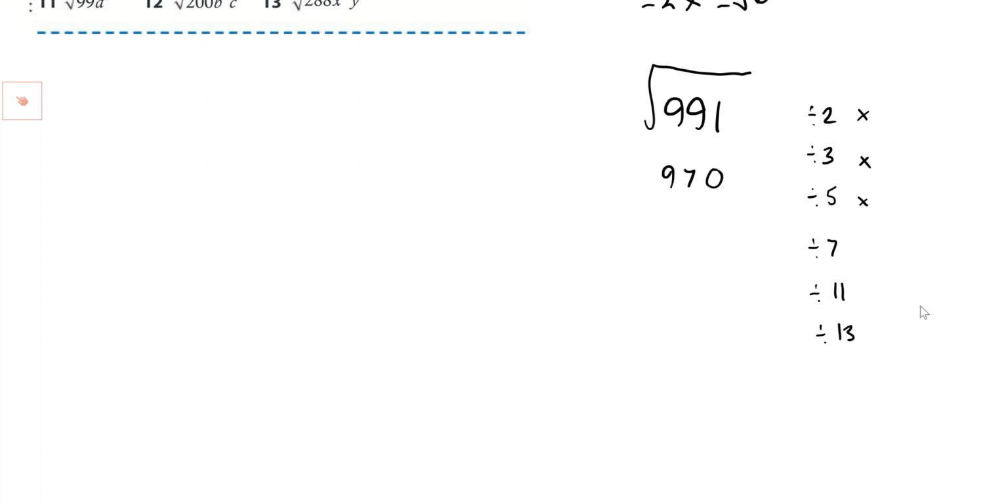17 is the next one. Are you sure it doesn't divide by 13? I don't think so. The way you ask that makes me think it is divisible by 13. I tell you what, I'll check. No, it doesn't.